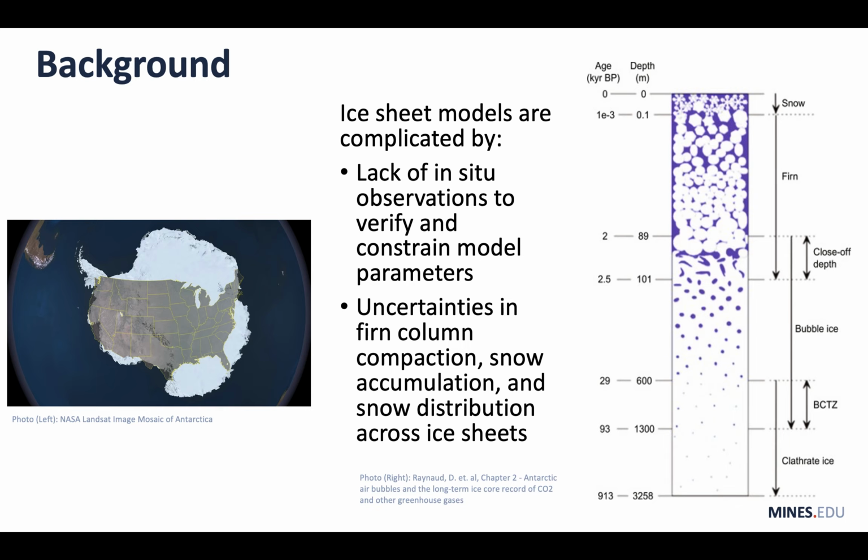Secondly, ice sheet models are complicated by uncertainties in firn column compaction. Firn is the middle phase of snow accumulation between fresh snow and ice. Firn columns compact with the oldest ice on the bottom and the newest snowfall on top. The top can melt and turn to runoff, but it's hard to understand how much. Based on how the firn will compact, this will affect how much runoff will occur. This can lead to uncertainties when dealing with ice sheet models. There are also uncertainties in snow accumulation and how snow is distributed across ice sheets, which again affect these models.